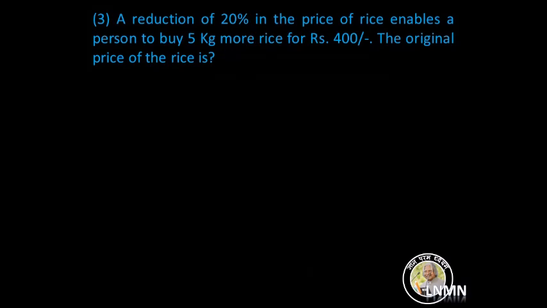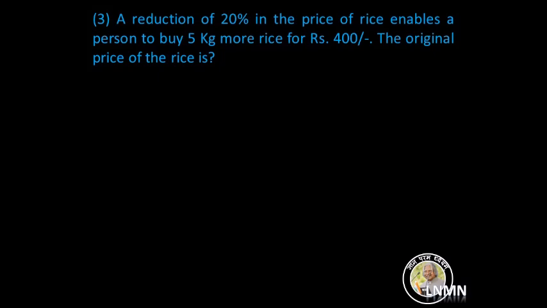The reduction of 20% in the price of rice enables a person to buy 5 kg more rice for 400 rupees. The original price of the rice is. The example I stated in the previous problem will be apt for this question. I am spending 400 rupees to buy rice this month, the previous month, but this month the prices went down by 20%, but I am spending 400 rupees only. So what will happen? I will get more rice.